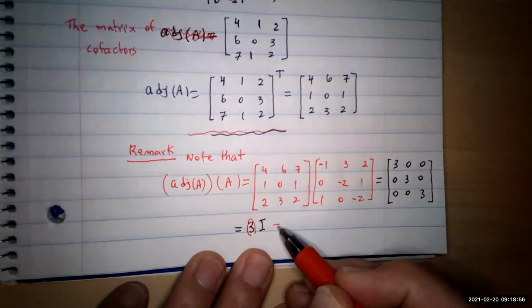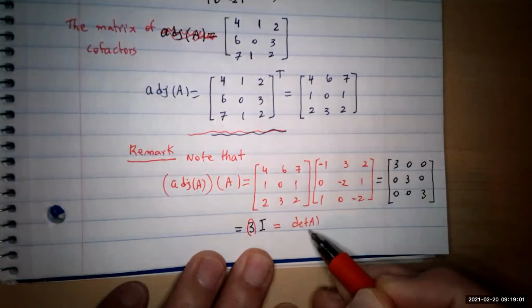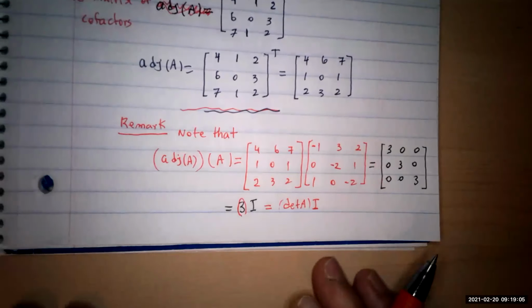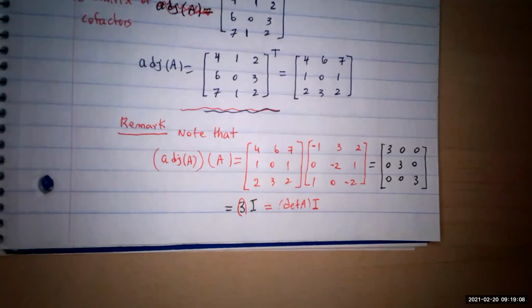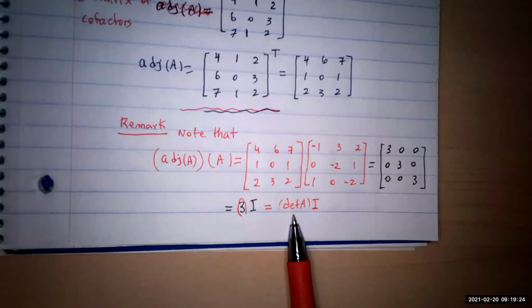So that gives you the determinant of A times I, which is quite interesting, because the determinant is just a number. If this number is non-zero, you know that A is invertible. And if it's a non-zero number, we can divide both sides by this number. If you divide both sides by this number, the other part would be I.